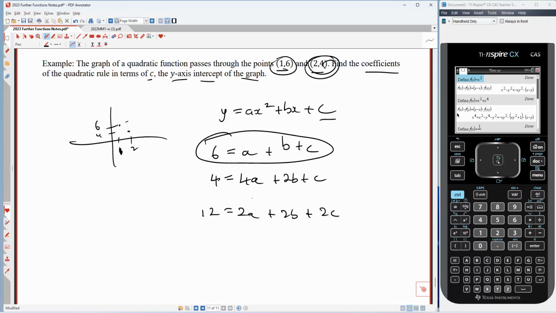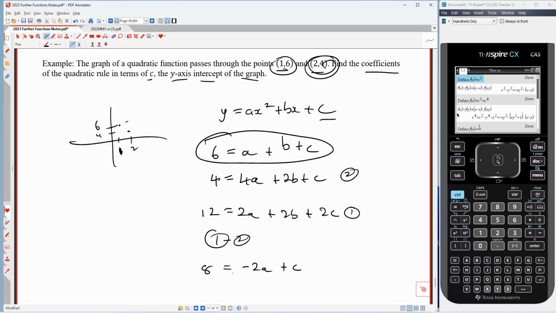Now what I'm going to do is subtract. Let's call this equation 1 and this equation 2. I'm going to do 1 take away 2. So 12 take away 4 is 8. 2a take away 4a is negative 2a. 2b take away 2b is 0. And 2c take away c is c.